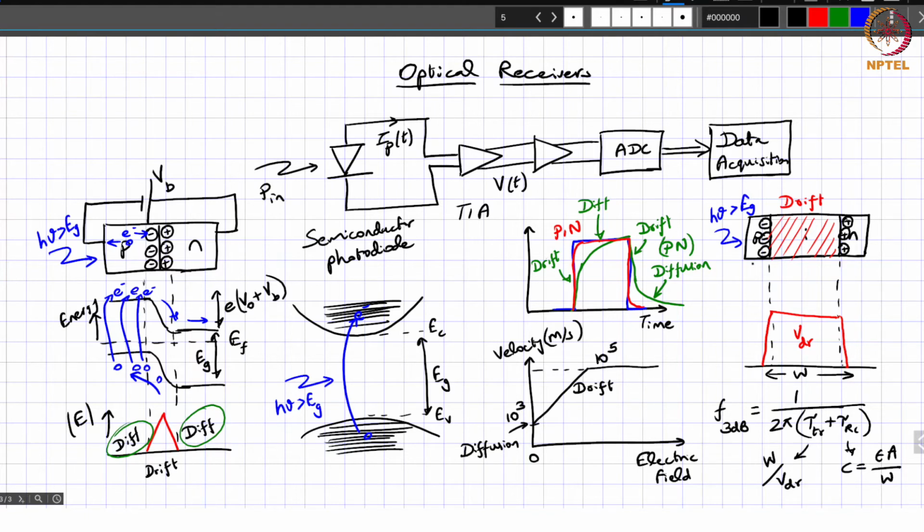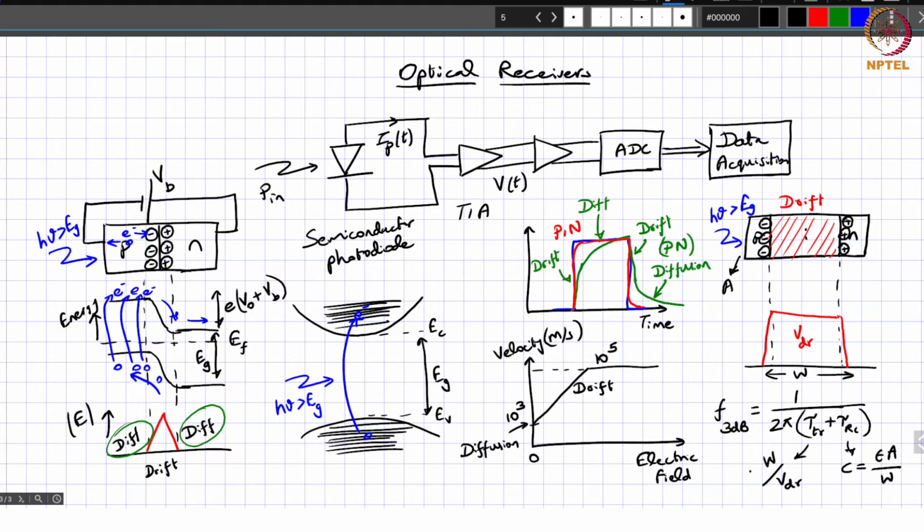W once again is the width of this I region, which is almost the width of the PIN. It can be approximated as the width of the PIN junction diode because the P and N regions are relatively small compared to the I region. So that's what's in the denominator, and A is the area over which this light is incident. So that's the cross-sectional area that you have for this photodiode.